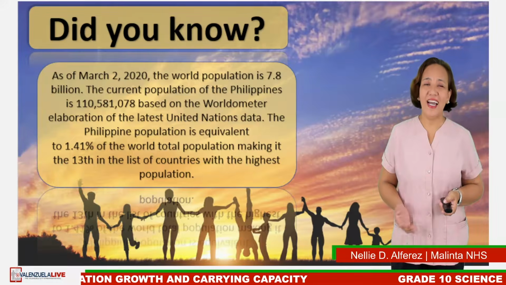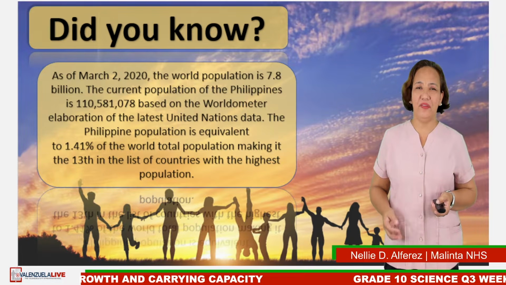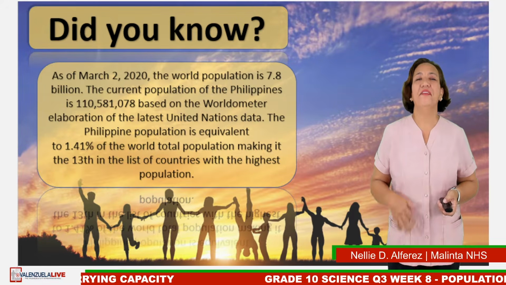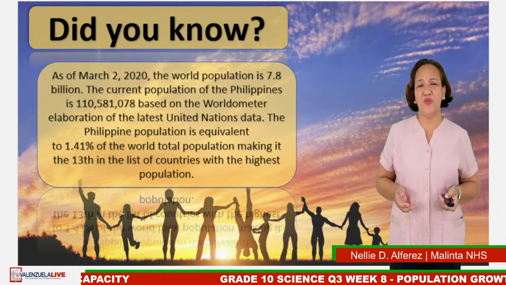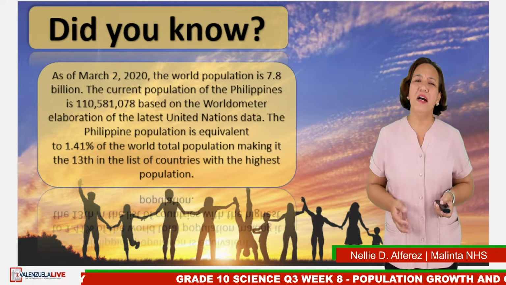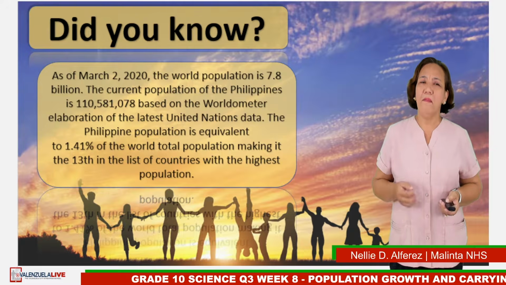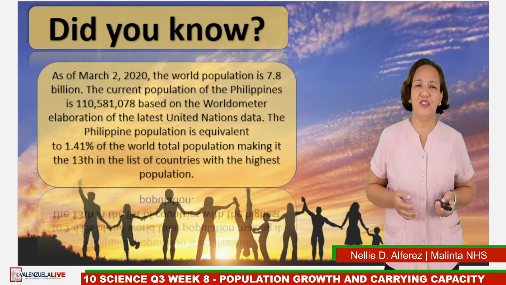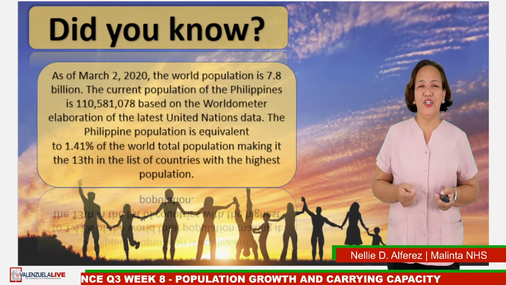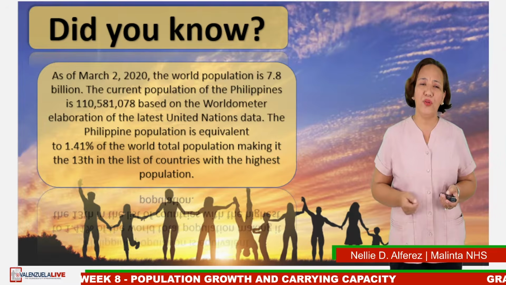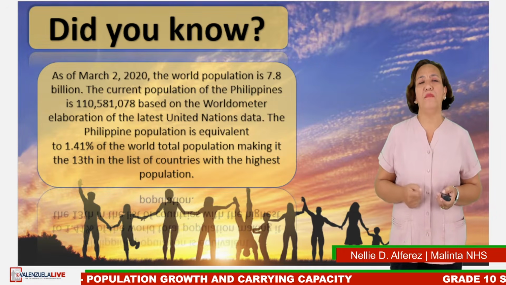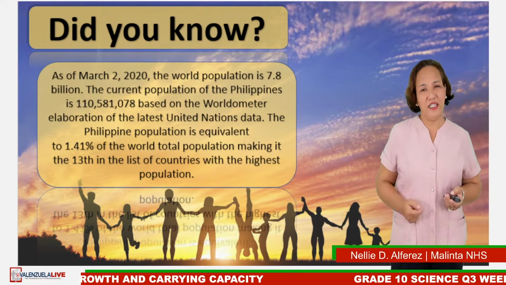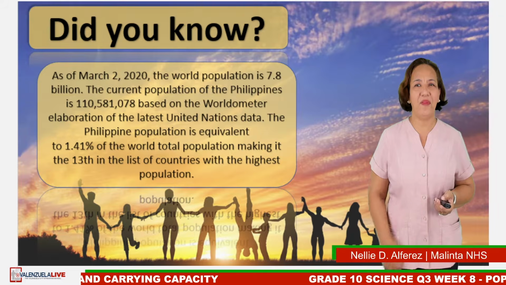Did you know that as of March 2, 2020, the world population is 7.8 billion? The current population of the Philippines is 110,581,078 based on the Worldometer elaboration of the latest United Nations data. The Philippine population is equivalent to 1.41% of the world total population, making it the 30th in the list of the countries with the highest populations.